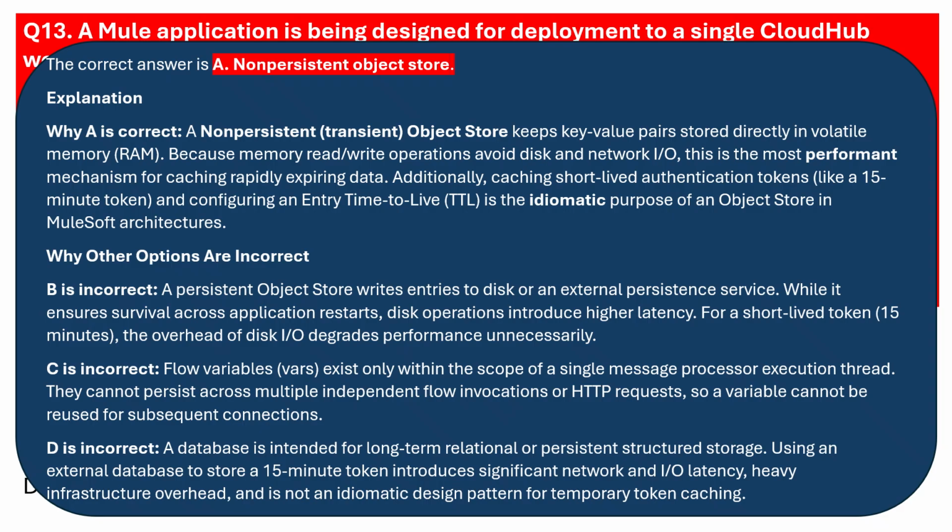D is incorrect. A database is intended for long-term relational or persistent structured storage. Using an external database to store a 15-minute token introduces significant network and I/O latency, heavy infrastructure overhead, and is not an idiomatic design pattern for temporary token caching.